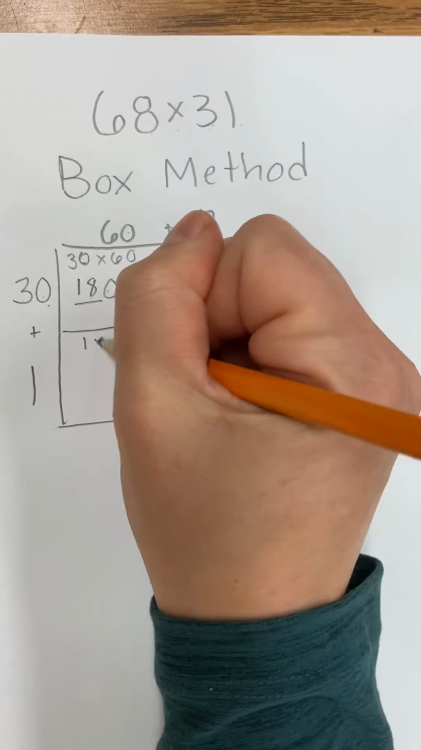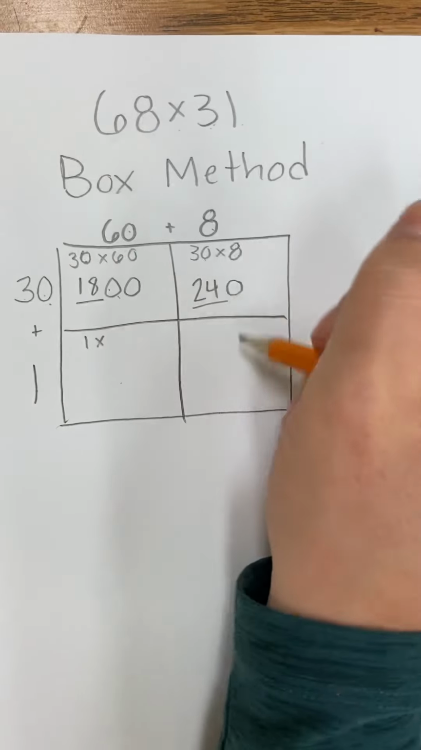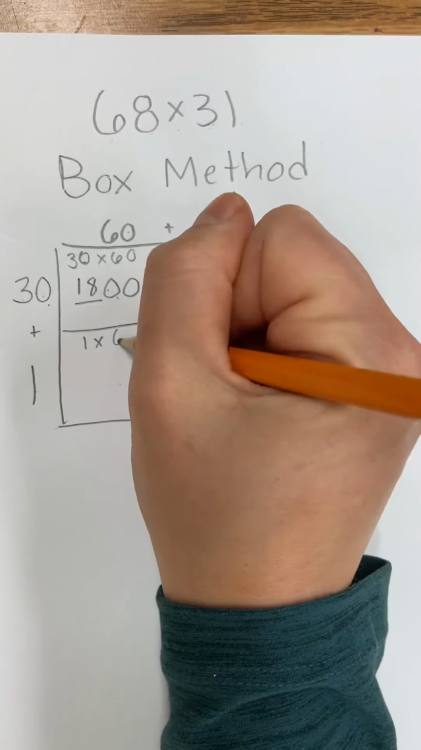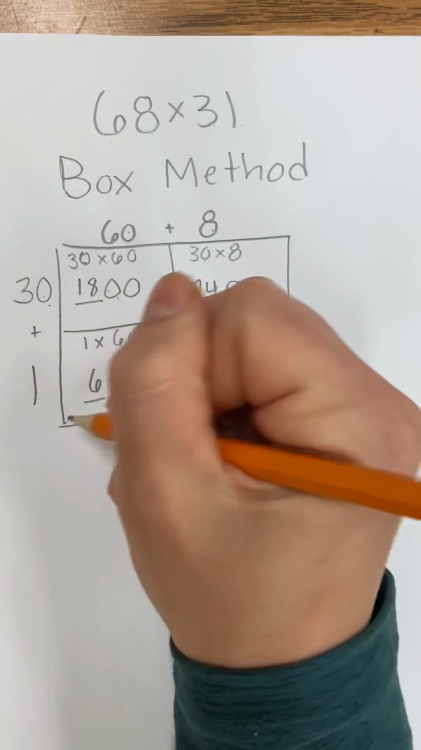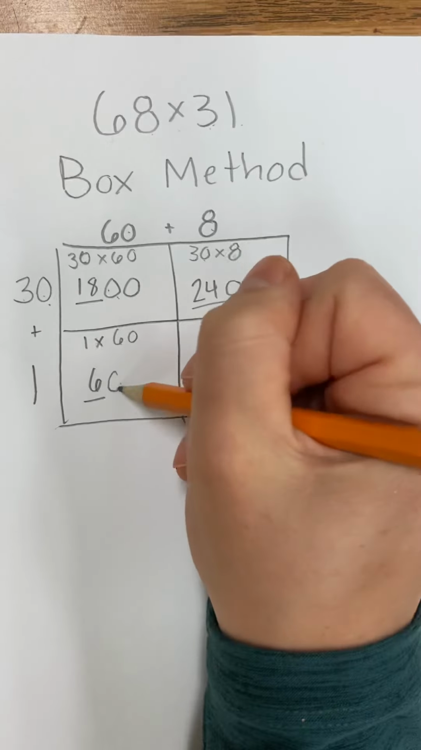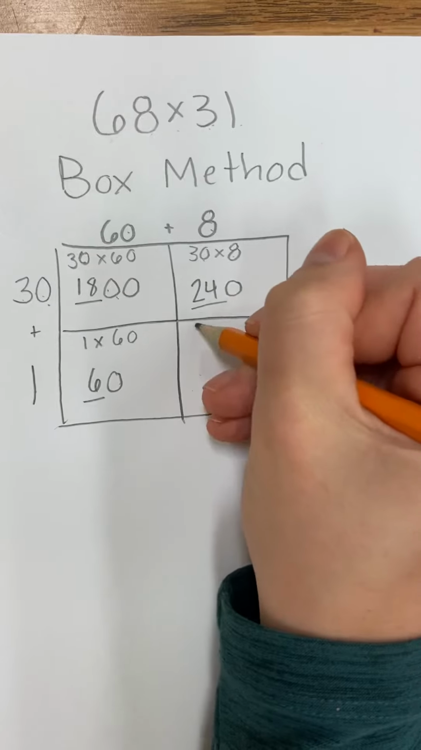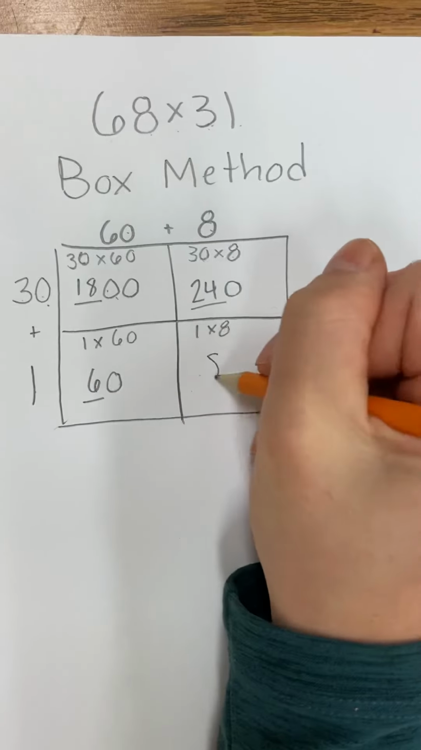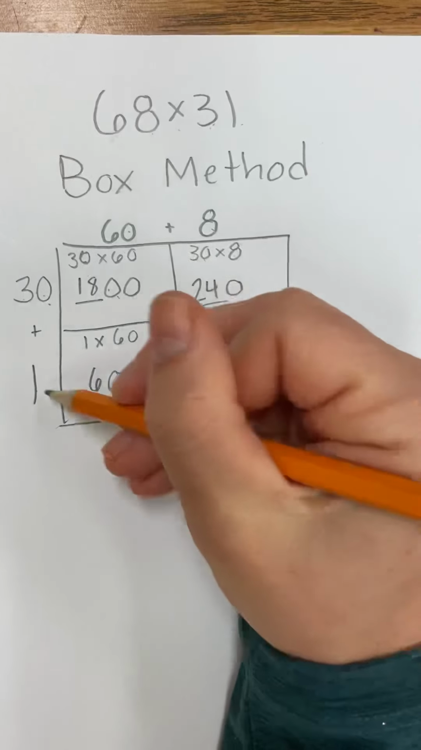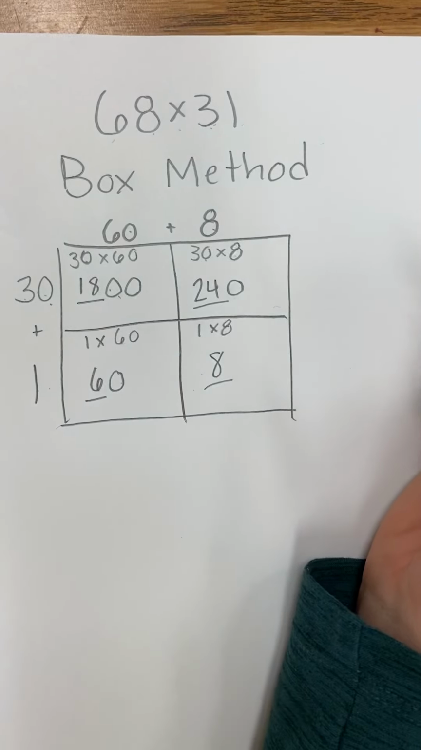So 1 is going to multiply by 60 and 1 will multiply by 8. So 1 times 60 is this box. 1 times 6 is 6. Underline it, tap in the 0. Our next box is going to be 1 times 8. 1 times 8 is 8. Underline it, no zeros to tap in from those external numbers.